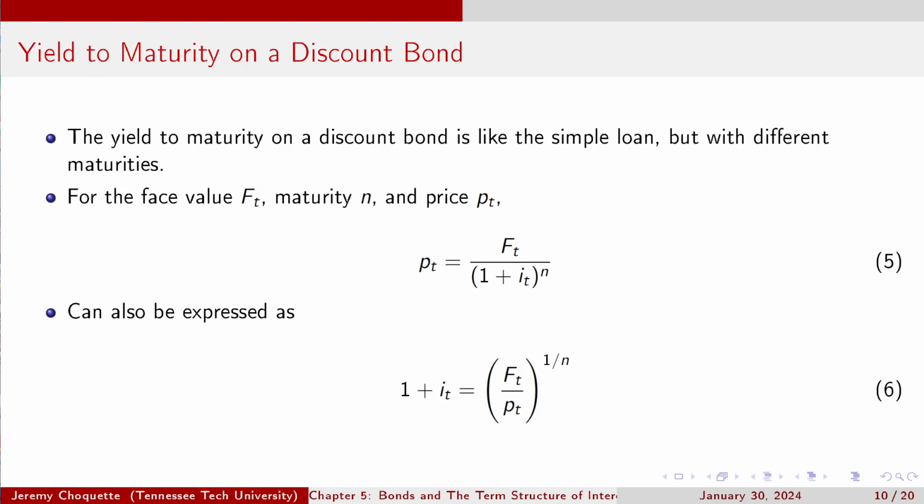Now, the yield to maturity on a discount bond is like the simple loan, but there are different maturities. So for the face value F with maturity n periods from now, and a price P, you get P equals F over 1 plus I to the power of n. And we can also express that as 1 plus I equals F over P to the power of 1 over n.